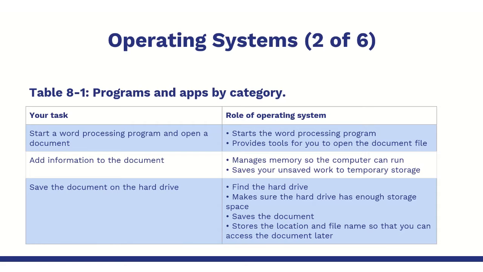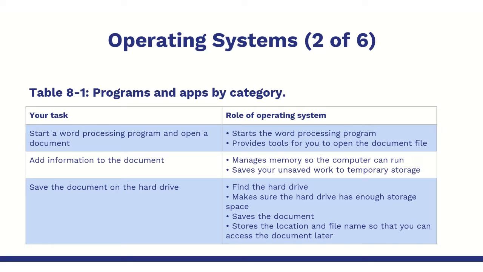If you want to do the following thing, like if you want to start a word processing program and open a document, then the role of the operating system is starting the word processing program, and also to provide tools for you to open the document file. If your task is adding information to the document, then the role of the operating system would be to manage memory so the computer can run, and also to save your unsaved work to temporary storage.